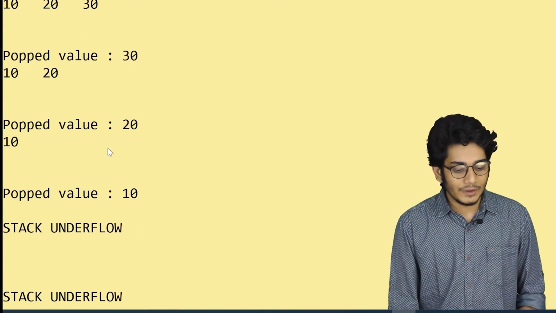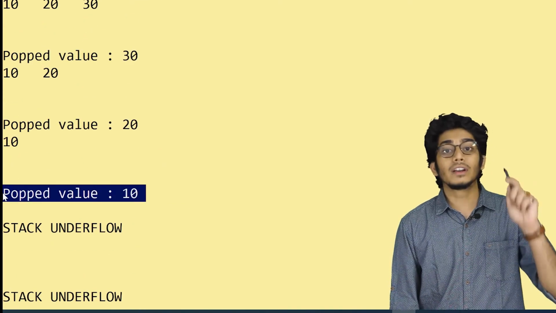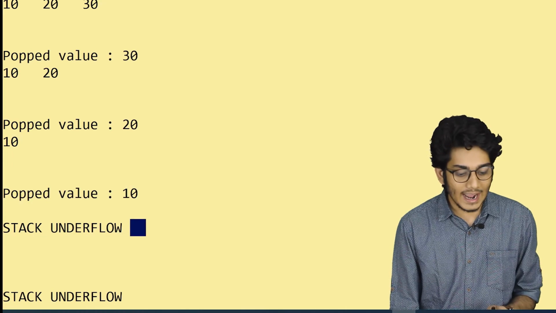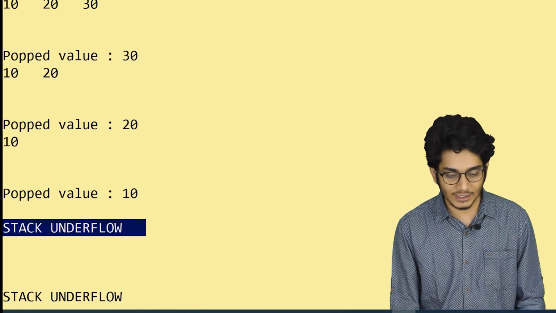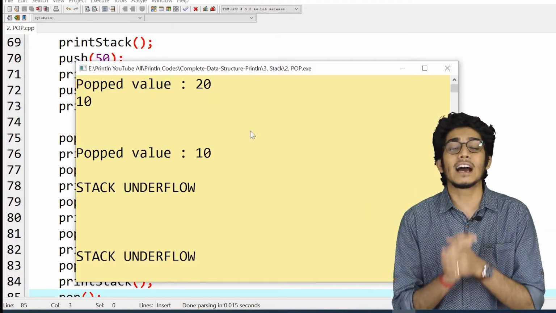Then what have we done? We have popped 10. So it was the last value within the stack and it will just print that stack is underflow. So I think this portion is clear, that is how the pop function works.